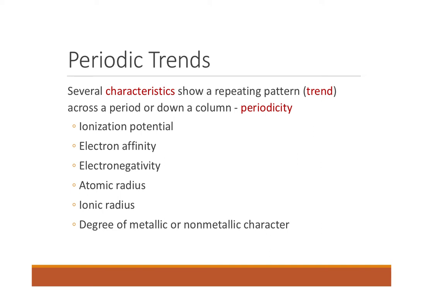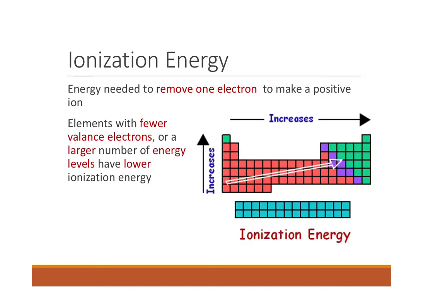The periodic trends that I want to talk about are ionization potential, electron affinity, electronegativity, radius of both atoms and ions, and then putting that all together, talking about the degree of metallic or non-metallic character. These repeating periodic trends are also known as periodicity, and we see them as we go across a period or down a column. Let's start with ionization energy.